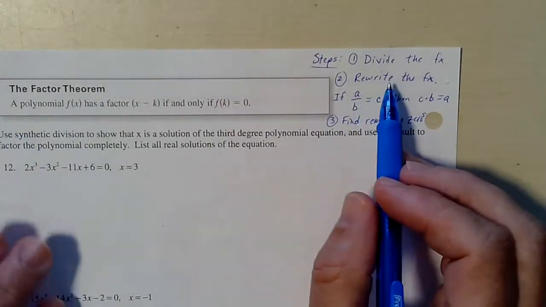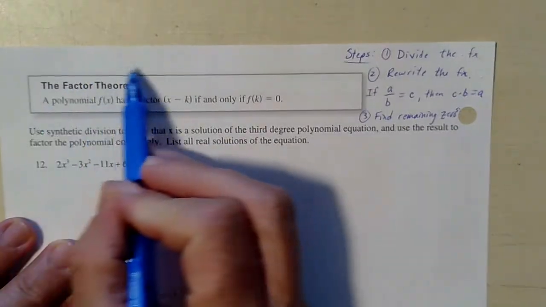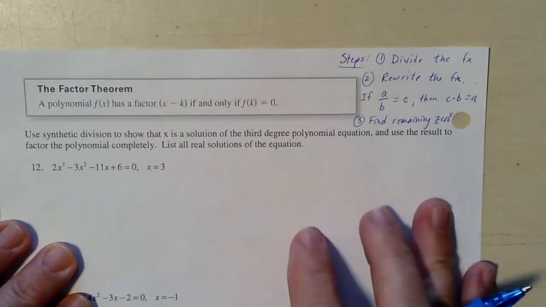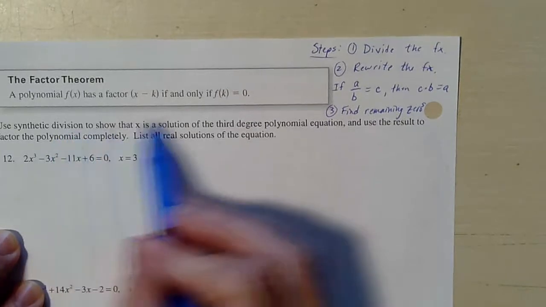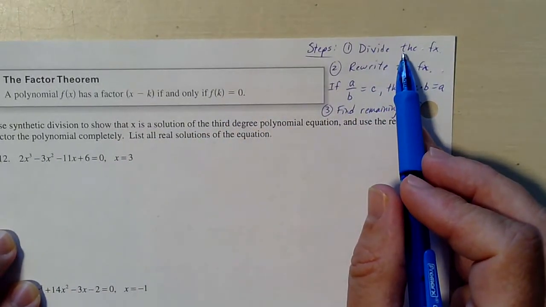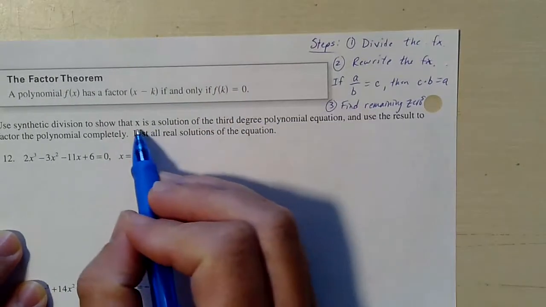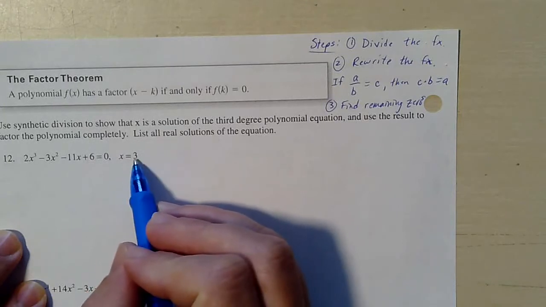Okay. All right. So let's go ahead and go through these steps. Write down the success criteria. I jammed it in here. If you want to run it along the top, it might be better. First step is we're going to divide the function using synthetic division. Okay. Using the x value that they give us, because they said x is a solution. So 3 is a solution. That's a 0.